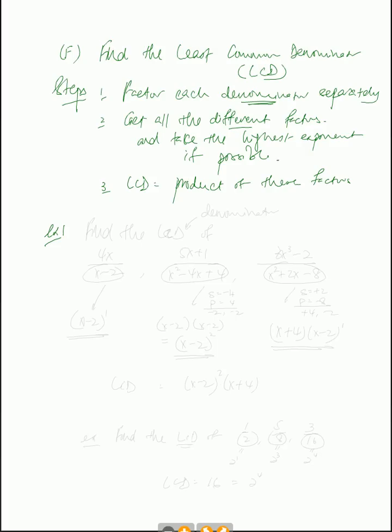Okay, let's say this. Can you find the LCD of, say, 4x over x minus 2, 5x plus 1 over x squared minus 4x plus 4, and 3x cubed minus 2 over x squared plus 2x minus 8. So remember what the D stands for. D stands for denominator. Okay, so you don't care about the numerator, only the denominators.